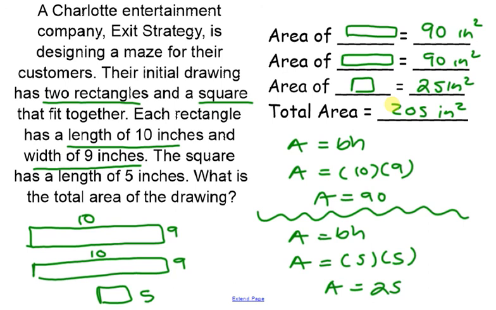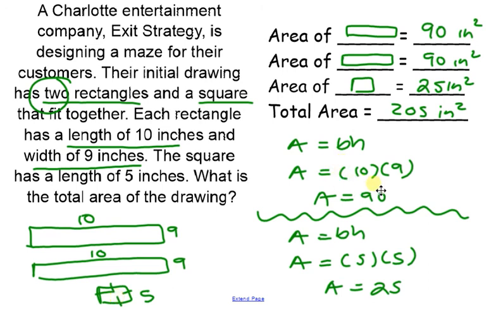The important thing here is, did you catch that there were 2 rectangles and 1 square? So there were 3 shapes total. The 2 rectangles had a length of 10 and a width of 9, which is the same as base and height. And then the square had a length of 5, and we know that squares have all sides the same, so each side is 5.